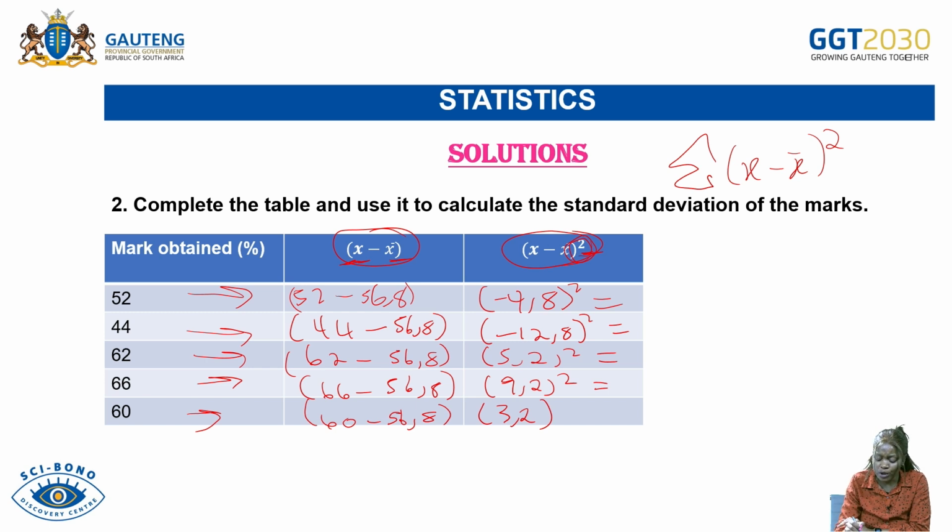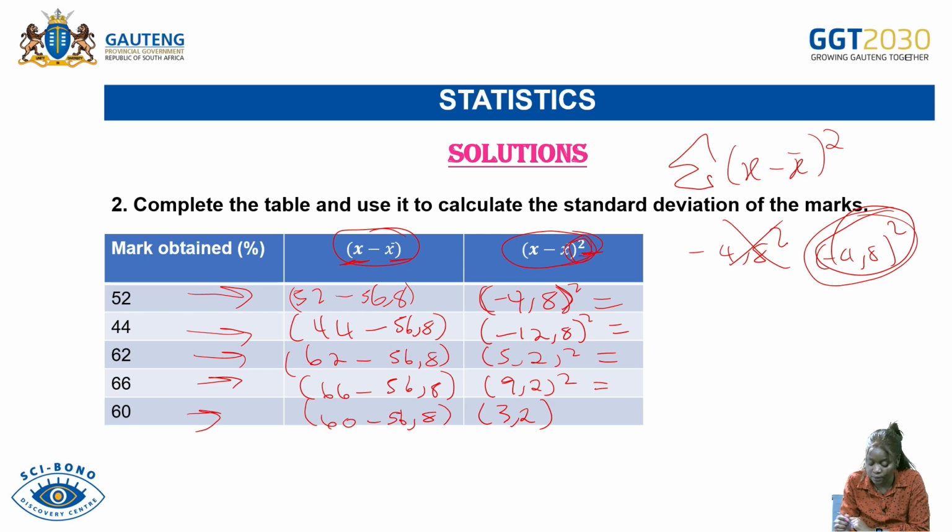Remember, when you are squaring, you need to put it inside the bracket so that this negative could be affected by that too. There's a difference between saying negative 4,8 squared and saying negative 4,8 and then you square like that. Make sure you put it inside the brackets. This one is incorrect. Make sure you put it inside the bracket so that the negative is affected by the square. So negative 4,8, if you square it, you are getting 23,04. You see my answer is going to be positive because I decided to put the brackets.